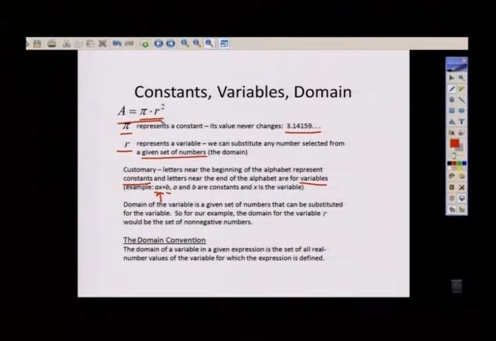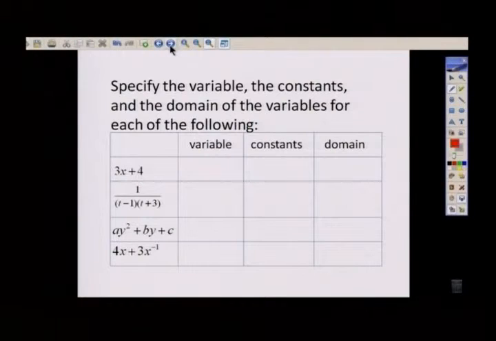The domain convention that we're going to use in this class is that the domain of a variable in a given expression is the set of all real number values for which the expression is defined. So here we have a little chart, and I'd like you to specify which is the variable, which is the constant or constants, and what the domain for the variable of each would be.